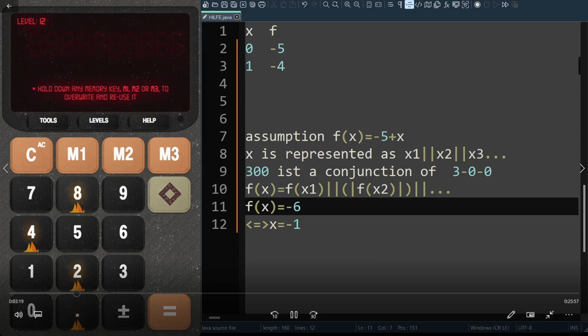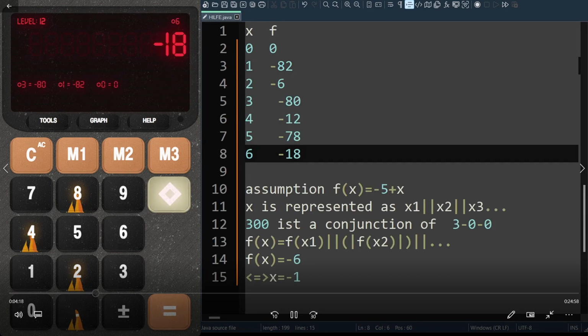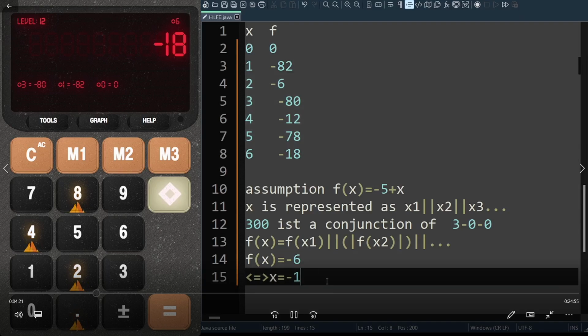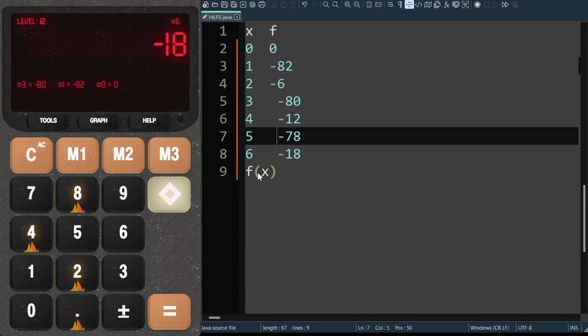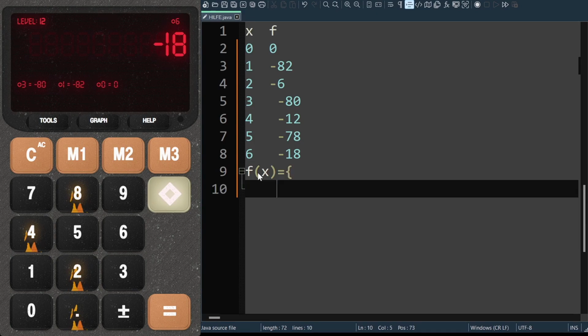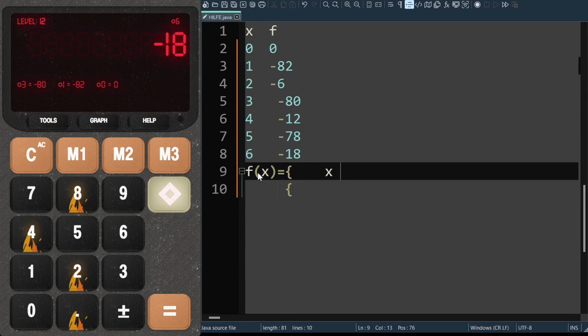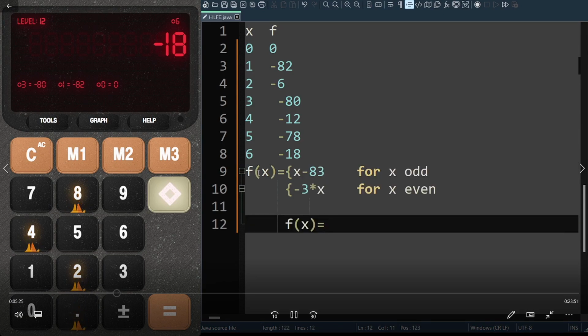Level 12. This is a little better, I think. Now we have an interesting situation. We have this kind of function: 0, minus 82, minus 6, minus 80. It looks like a jumping function. But if you look more closely, you see that we have a differentiation of whether the number that we input into our function is even or odd. If the number is odd, then we have x minus 83. But if it's even, then we have minus 3 times x as the function that we're using.